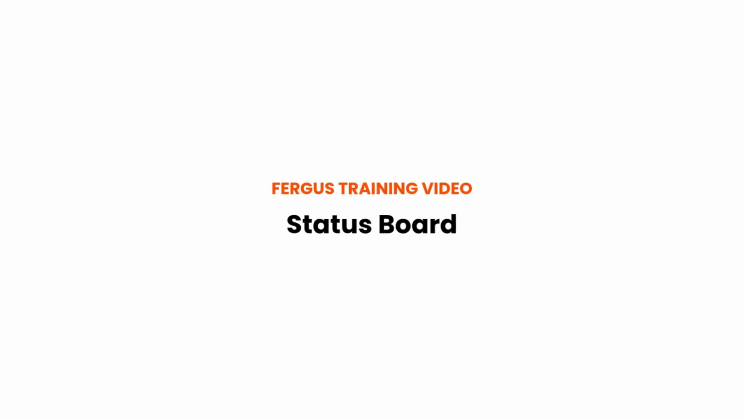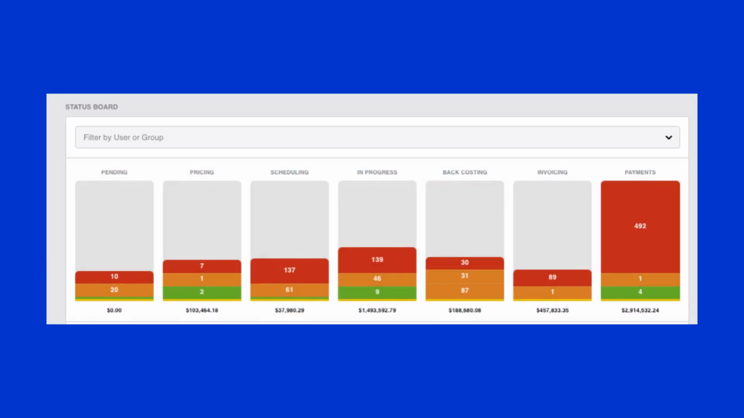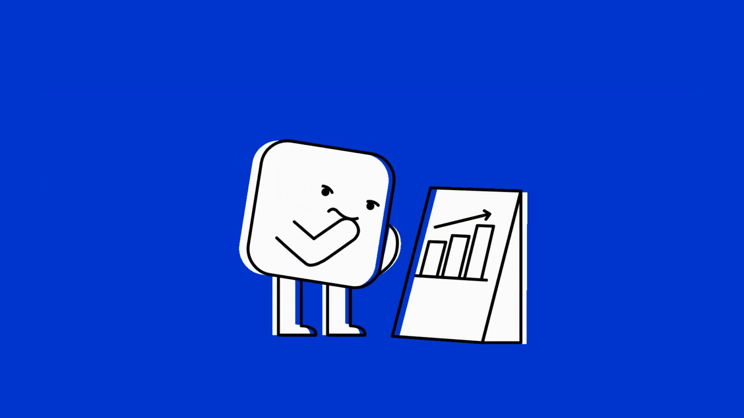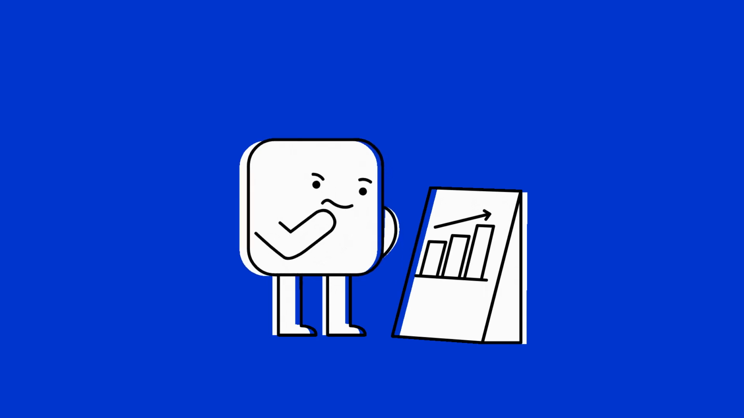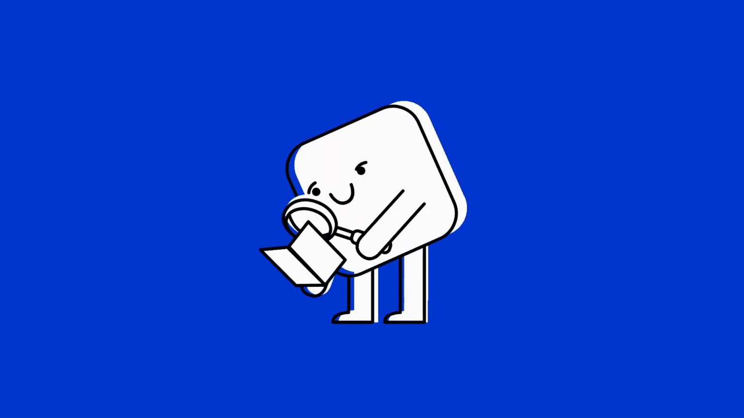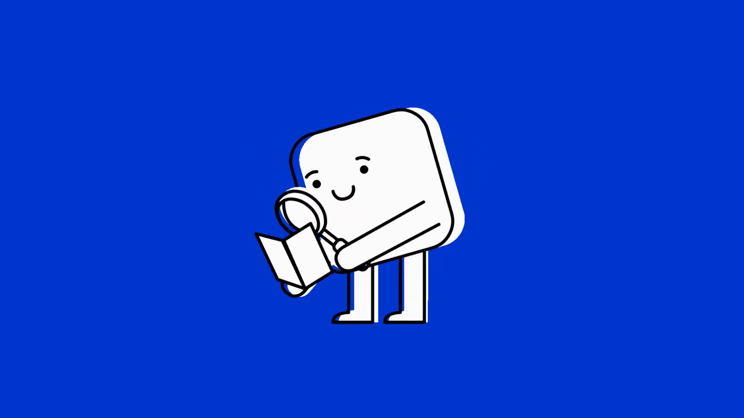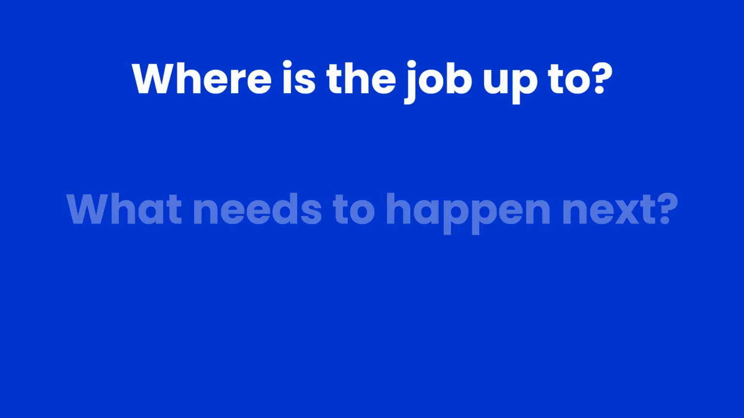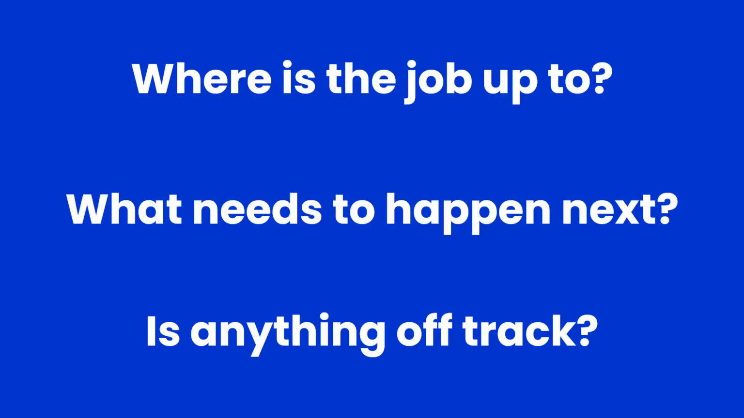By now, you should have your basic settings in place. In this video, we'll introduce the Status Board, a powerful tool that helps you track jobs and identify issues before they become problems. The Status Board gives desktop users a clear, real-time view of all active jobs, where they're at, what needs to happen next, and whether anything's off track.